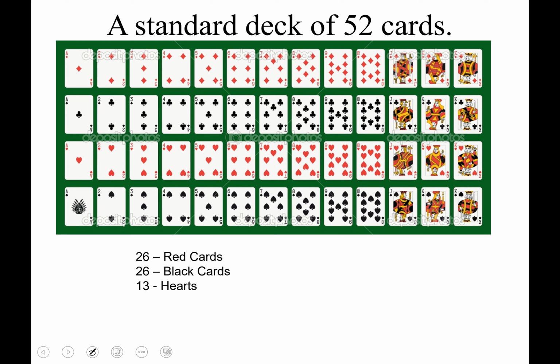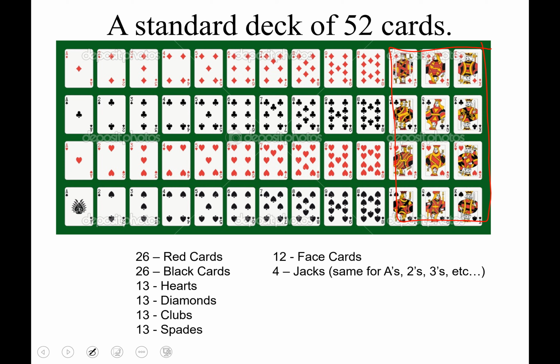There are 4 suits. First one is hearts. So 52 divided by 4 is 13. So there are 13 hearts, 13 diamonds, 13 clubs, and 13 spades. There are 12 face cards, and those are the jacks, the kings, and the queens. There are 4 jacks, and that's the same for 4 aces, 4 twos, 4 threes, 4 fours, 4 fives, 4 sixes, 4 sevens, 4 eights, 4 nines, 4 tens, 4 jacks, 4 queens, and 4 kings.